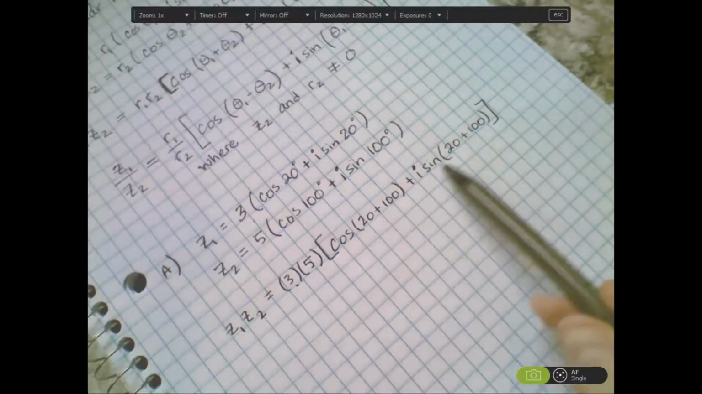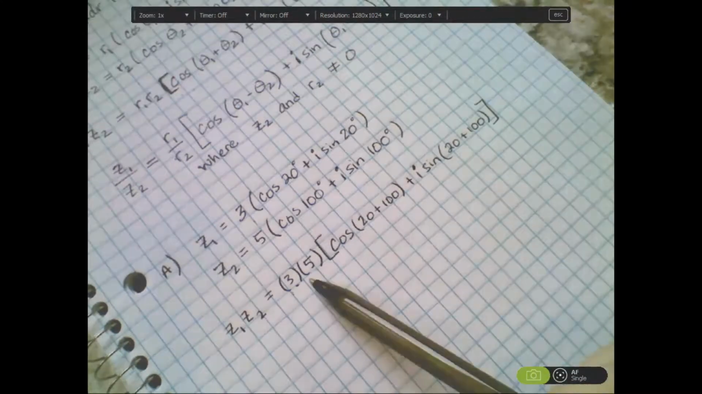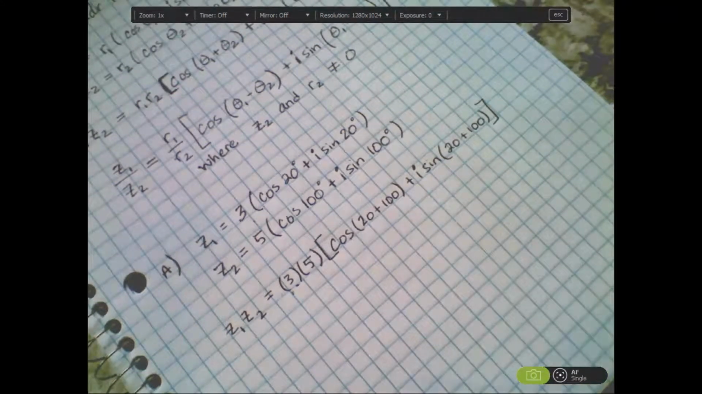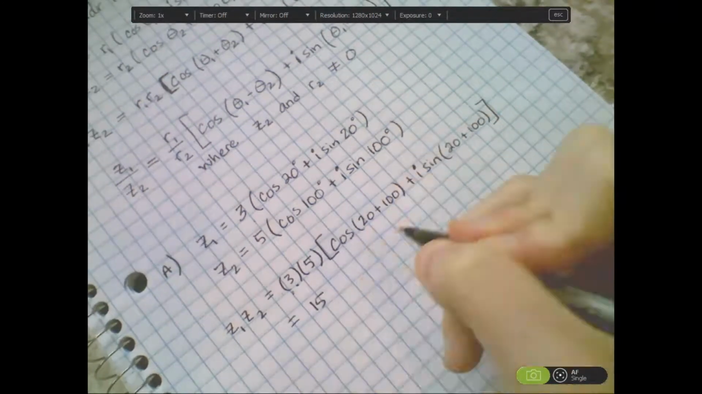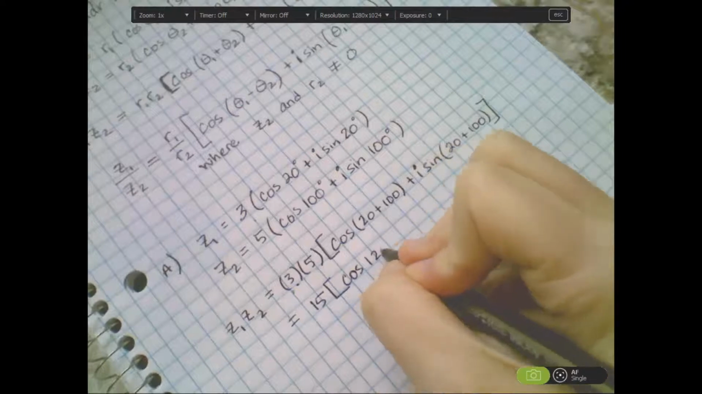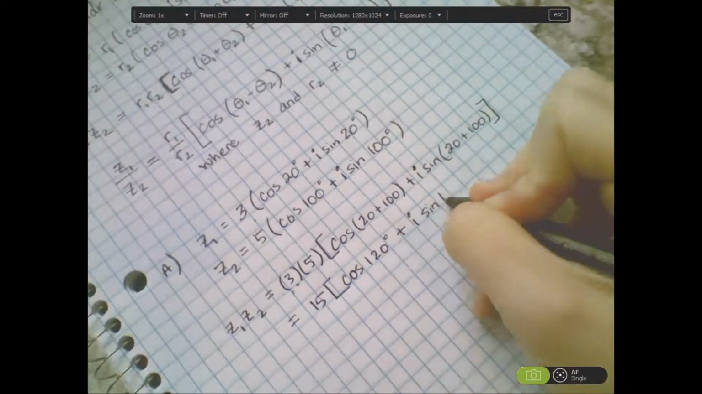Obviously, this is some stuff that you could probably do in your head, right? You won't necessarily have to write out 3 times 5 and 20 plus 100. You could probably skip this first step, but it's the notes, so I'm writing all this stuff out. So this is going to be 15, cosine of 120 and sine of 120.